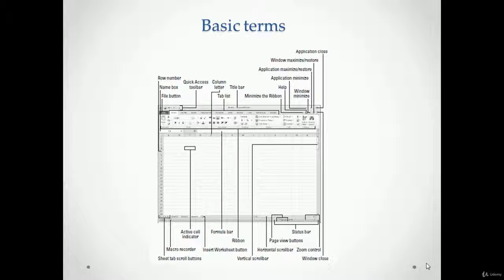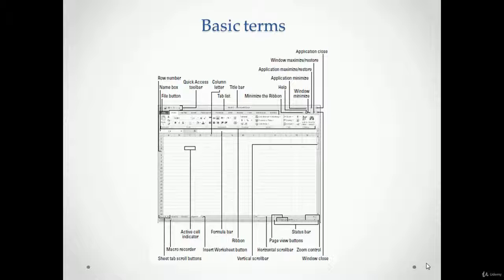Insert worksheet button. Here there is a plus, and on clicking it you can create a new worksheet. Formula bar. Here you can view the formula used in the particular cell. Ribbon. The ribbon is a place where you can see multiple options of operations used in Excel. Vertical scroll bar. This is used for scrolling the rows, and you can see the data till the end.